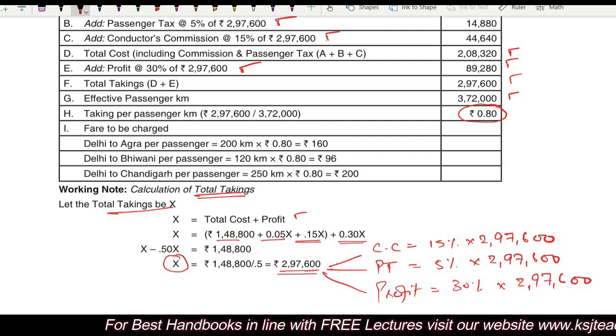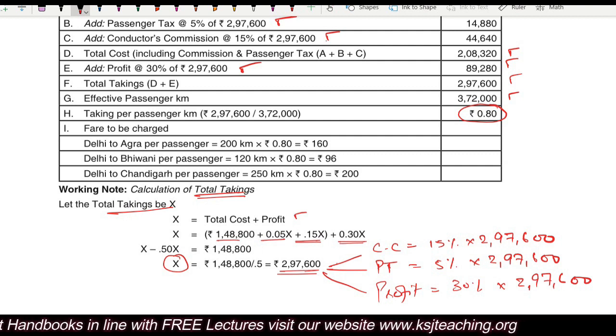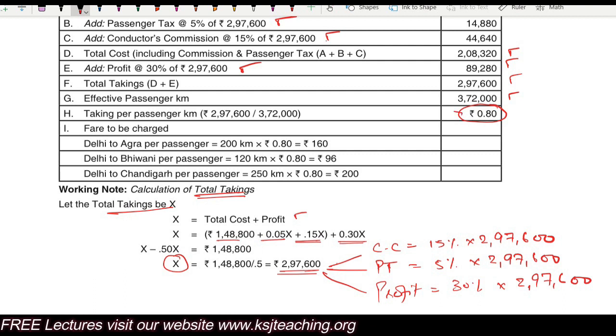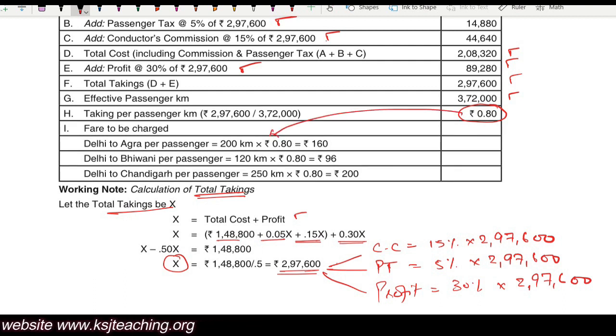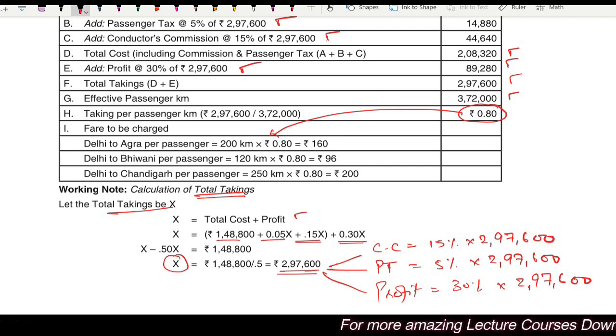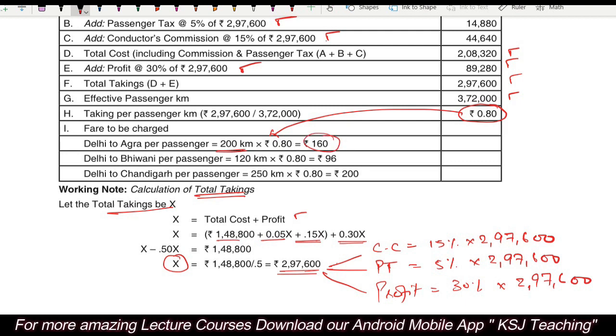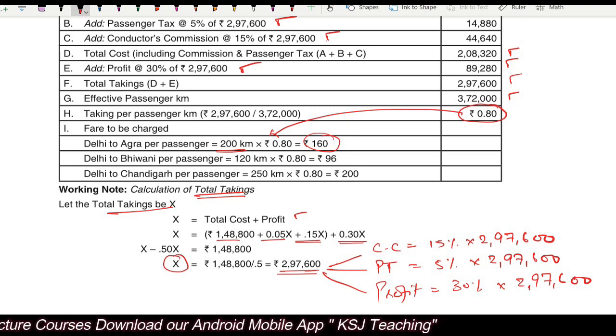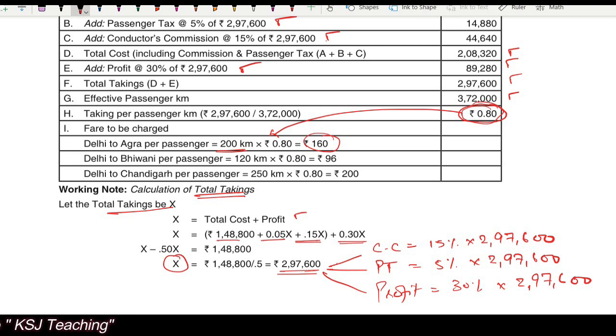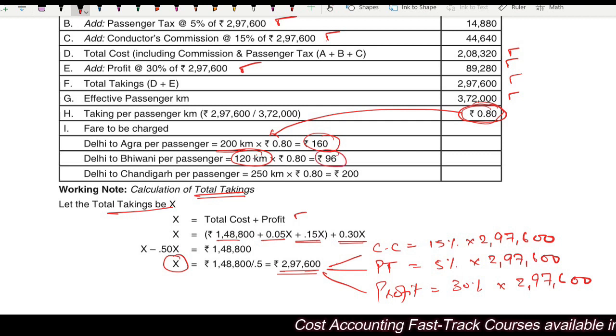Then the fare to be charged, Delhi to Agra per passenger: 200 kilometers multiplied by 0.80. This is carrying one passenger over 1 kilometer. So if you want to carry that one passenger over 200 kilometers, you will be charging 160 rupees from that passenger, right? So Delhi to Bhiwani, for carrying one passenger over 1 kilometer, you are charging 0.80. For carrying that passenger over 120 kilometers, you will be charging from that one passenger 96 rupees.